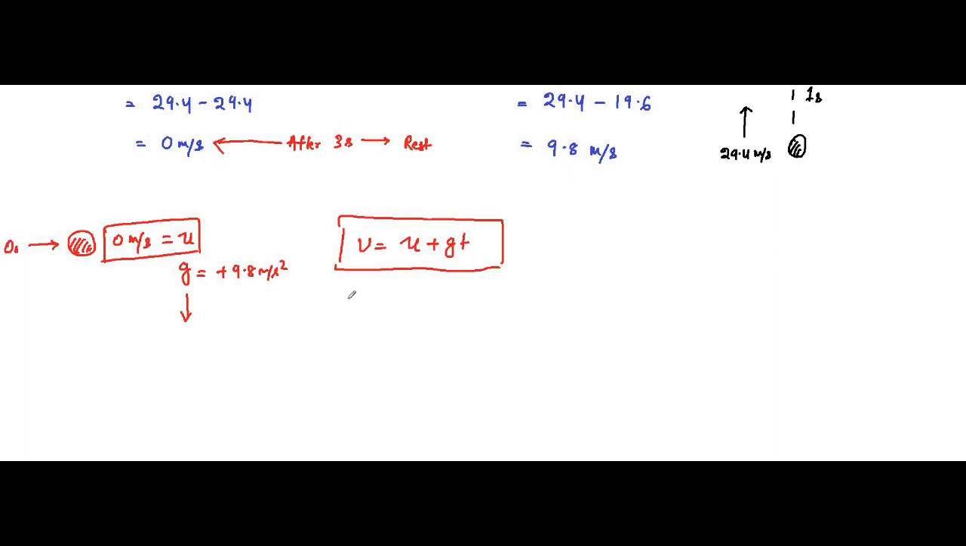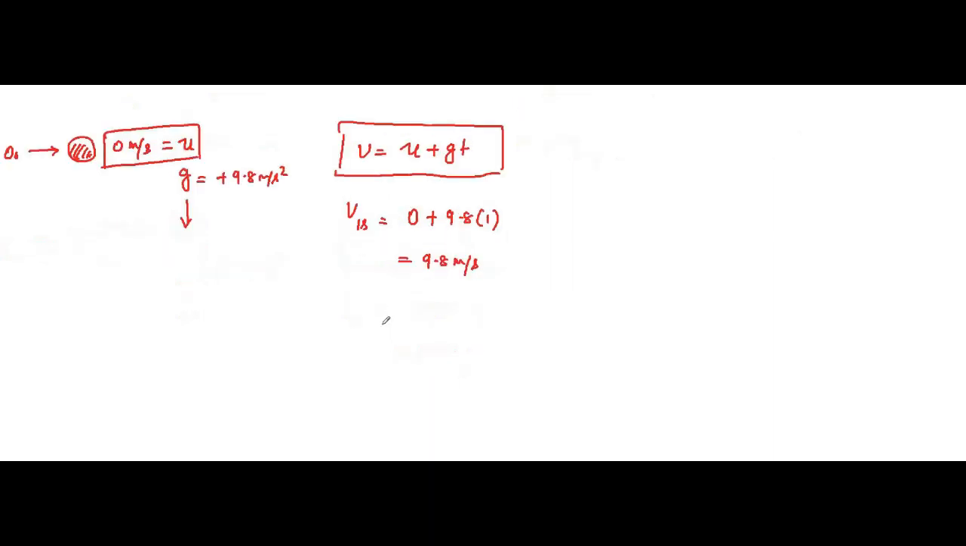From then, after 1 second, it is u plus gt, that is 0 plus 9.8 into 1, which is equal to 9.8 meters per second. Then after 2 seconds it is 0 plus 9.8 into 2. Simply we are putting this formula, in place of t we are putting the different time instants.